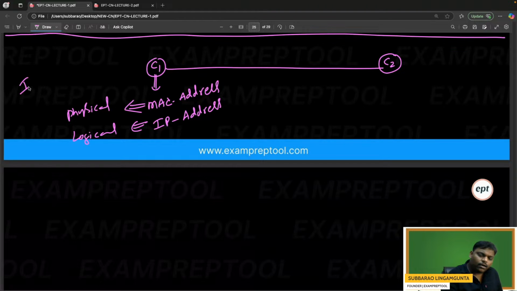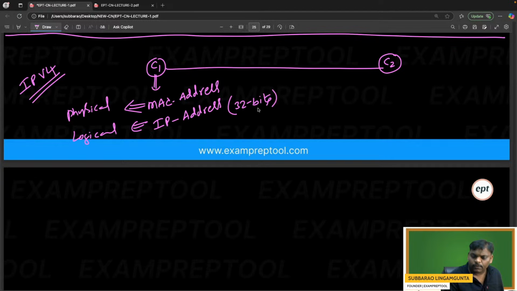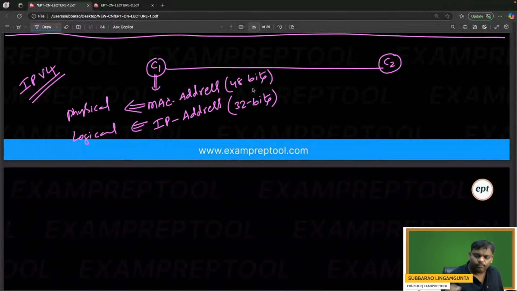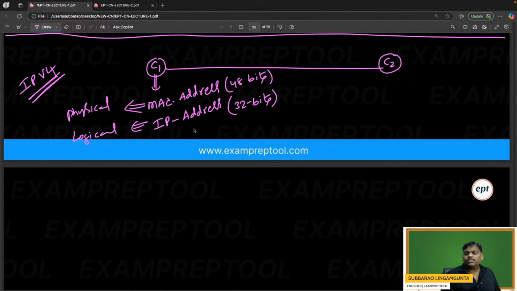According to IPv4, Internet Protocol version 4, the IP address is 32 bits and the MAC address is 48 bits. You may ask, sir, how will 32 bits be represented?